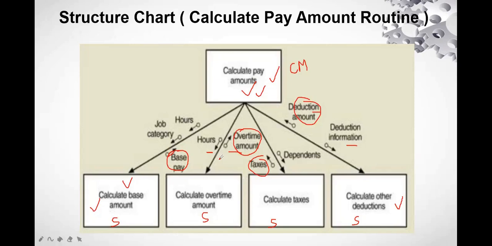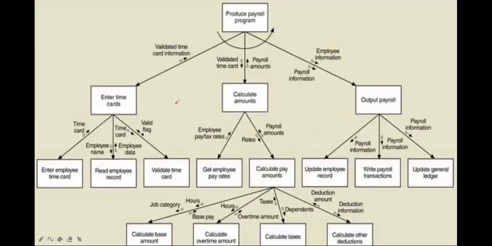Now, if I give a more detailed format and a more detailed structure chart, then it will be like this. So we have the produce payroll program. This is hierarchical. First level. In the second level, we have defined enter time cards, calculate amounts, and output payroll.